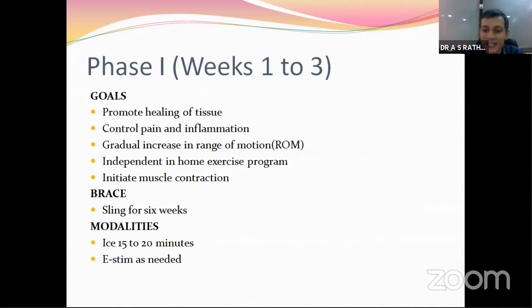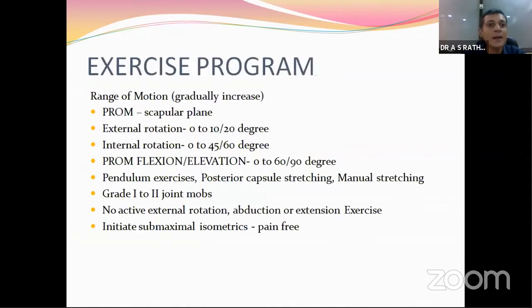For the first 6 weeks, a sling is important, and for pain relief we are suggesting an ice pack to the patient. Exercise program for such patients is passive range of motion exercises in the scapular plane, and external rotation should be within 10 degrees, or by 3 weeks we can increase up to 20 degrees. Internal rotation can be moved up to 45 degrees, and by 3 weeks up to 60 degrees. Similarly, passive range of motion for flexion should be 60 degrees initially, and later we can move up to 90 degrees by 3 weeks.